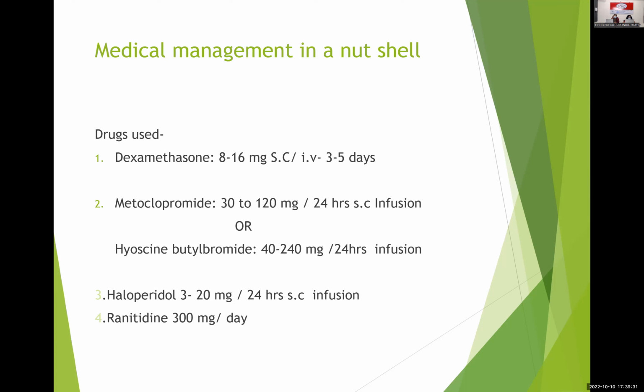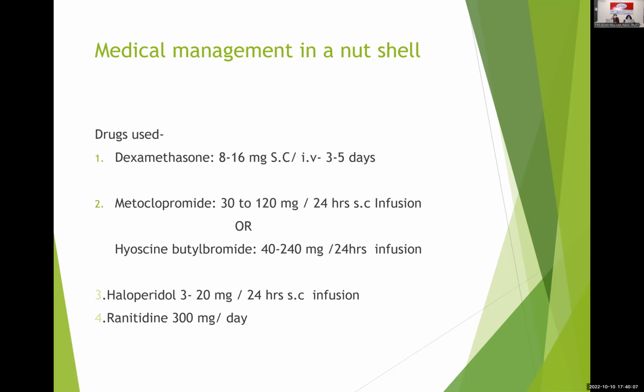It can be given as 30 to 120 milligrams over 24 hours as a subcutaneous infusion, or hyoscine butyl bromide. I've put an 'or'. We don't give both together because metoclopramide is prokinetic and hyoscine butyl bromide is not. It causes stasis, and it also has a chance of causing constipation, but still it helps in reducing the secretion. So depending upon the case, you have to give metoclopramide or hyoscine butyl bromide. We don't give them together. Always keep this in mind.